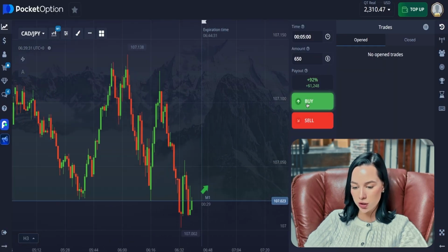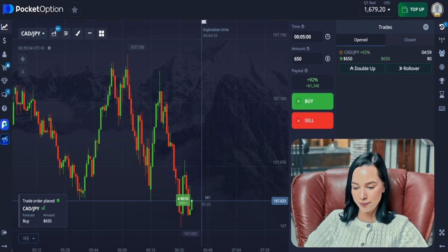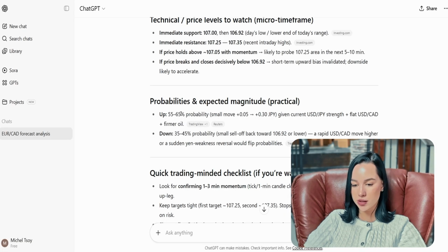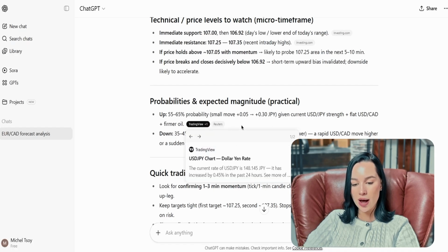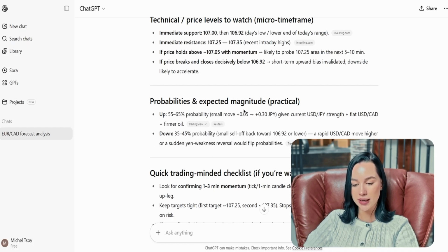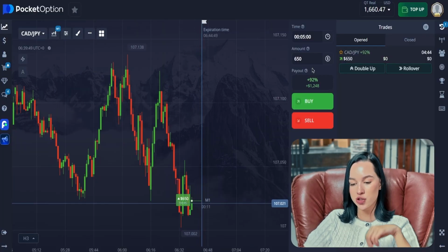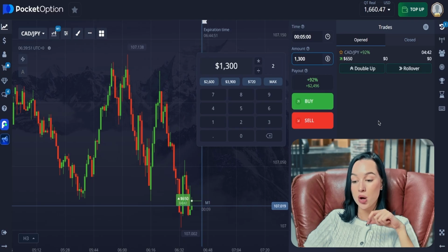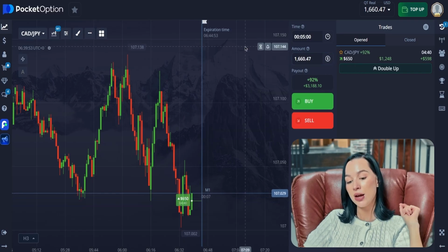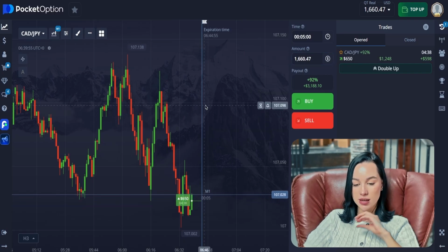So let's go to our chart and we're going to open a trade up. That's such a great analysis, because I don't think a lot of people would analyze it by themselves, of course. Also, the next one: no high-impact CAD/JPY headline scheduled in the next few minutes. The economic calendar shows no immediate release that would materially change the micro picture. That lowers the odds of a sudden headline-driven reversal in the 5 to 10 minute window.